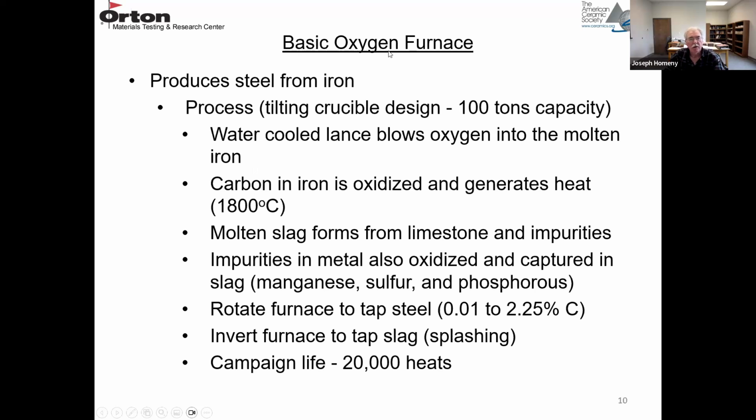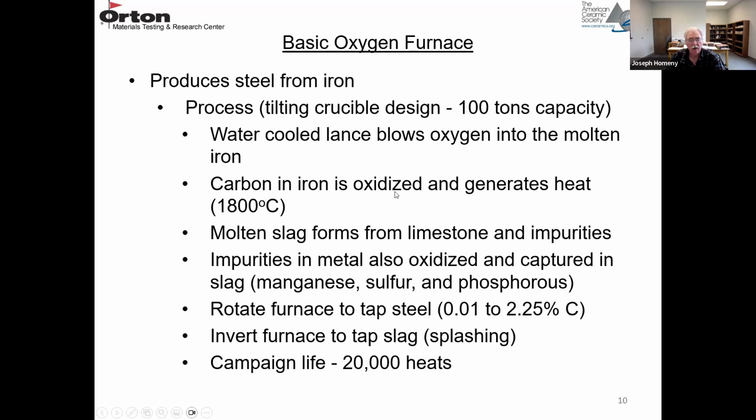So a basic oxygen furnace is in the form of a crucible that can pivot. So it's a tilting crucible. It tilts to pour the molten metal and the slag. These run up to about 100 tons for their capacity. So you basically have a water-cooled lance that enters the top of the furnace and blows oxygen into the molten iron.